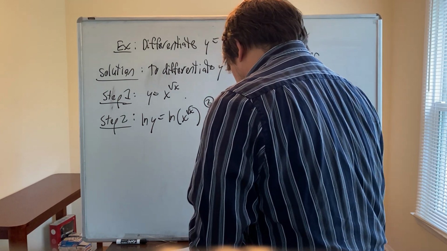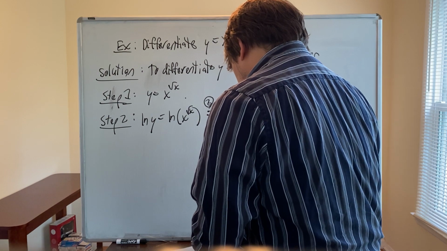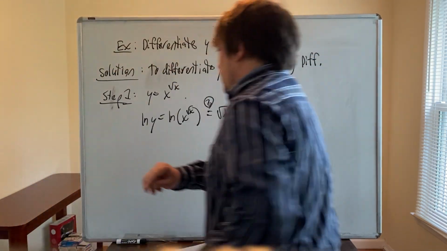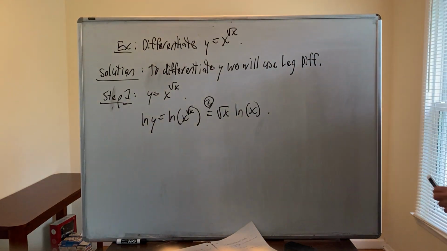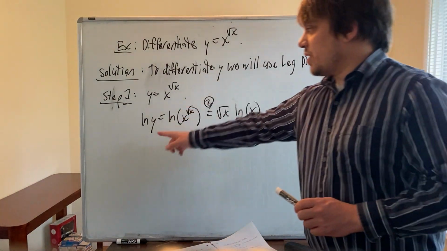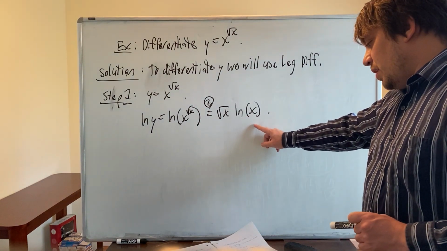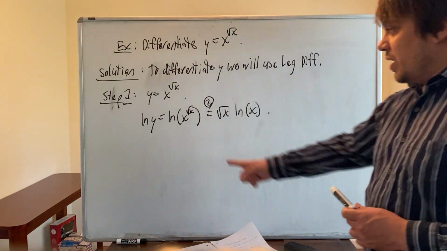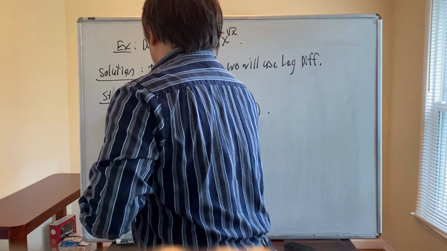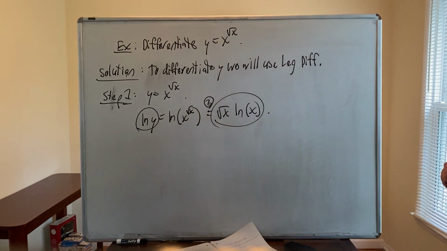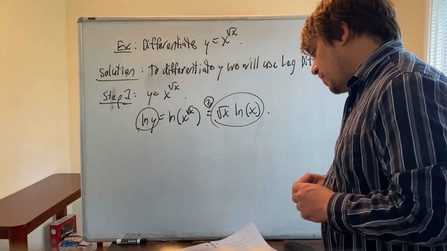Oh, wait. Sorry, I consider one as step 1. Step 1 is write y equals x raised to the square root of x, take the natural log of both sides, and use the laws of logs to simplify, okay? So the end result of step 1 is that ln of y is equal to the square root of x times ln of x, okay?